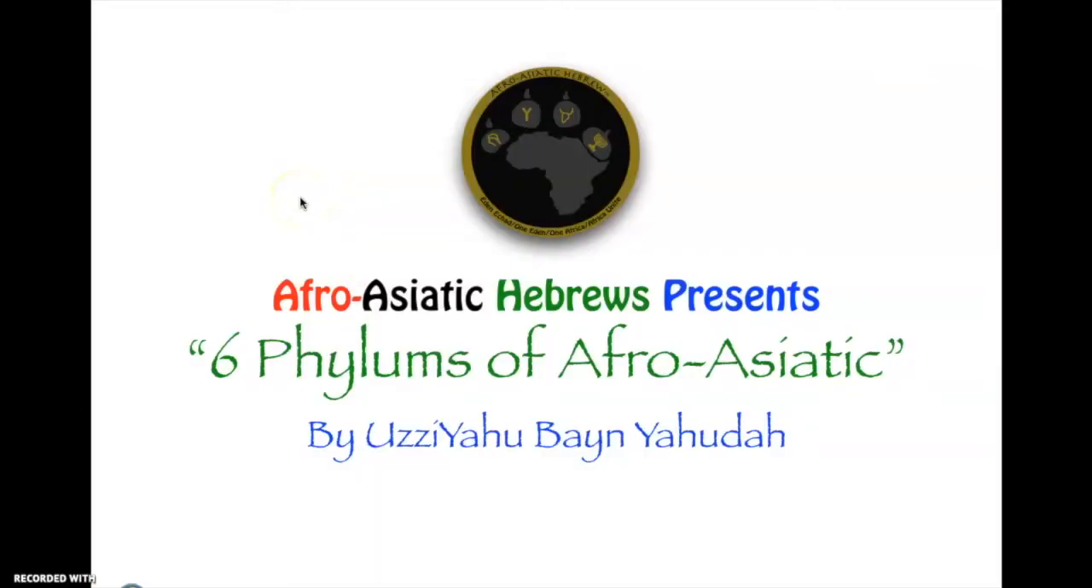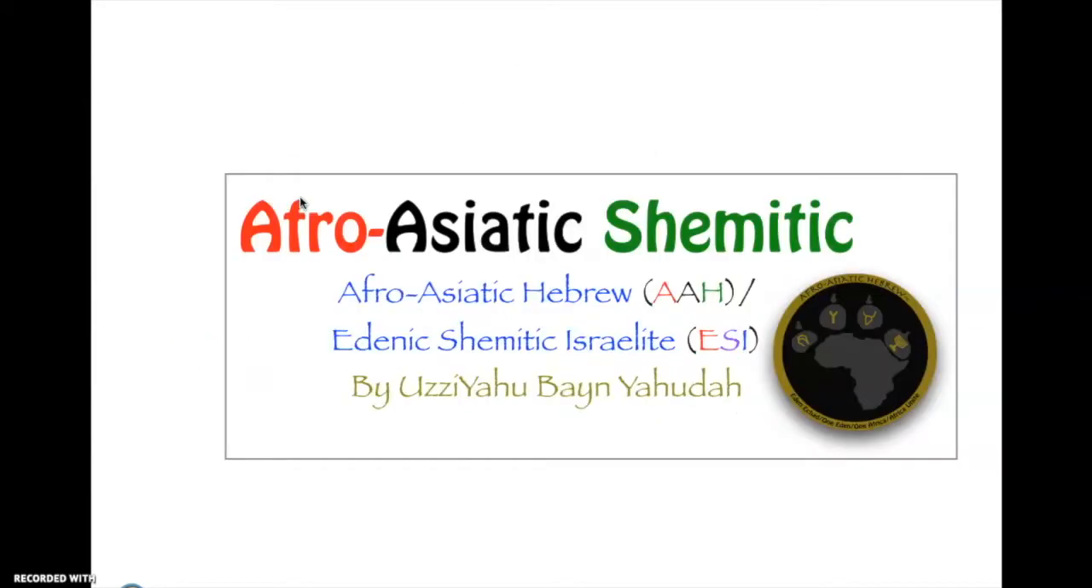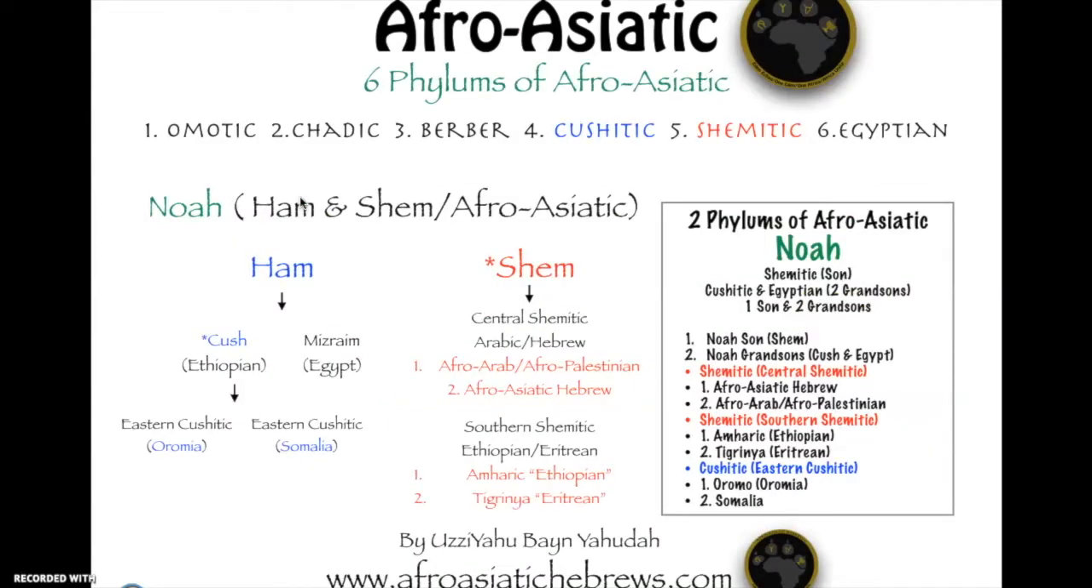Shalom, shalom. We're Afro Asiatic Hebrew presents the 6 Phylums of Afro Asiatic by Uziyahu Ben Yehuda. We are Afro Asiatic Shemitic. We're Afro Asiatic Hebrew, AAH, and we're Edenic Shemitic Israelite, ESI, by Uziyahu Ben Yehuda. All right, let's go into the 6 Phylums of Afro Asiatic.